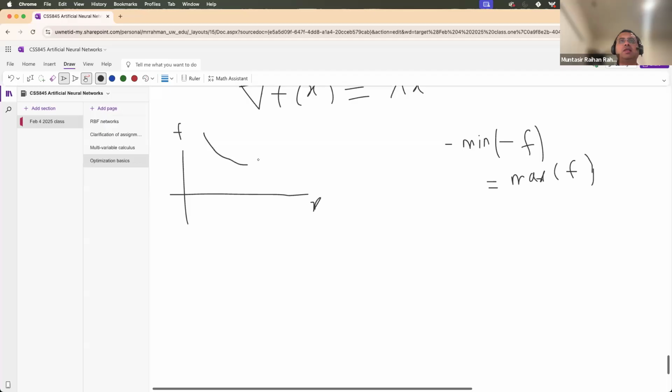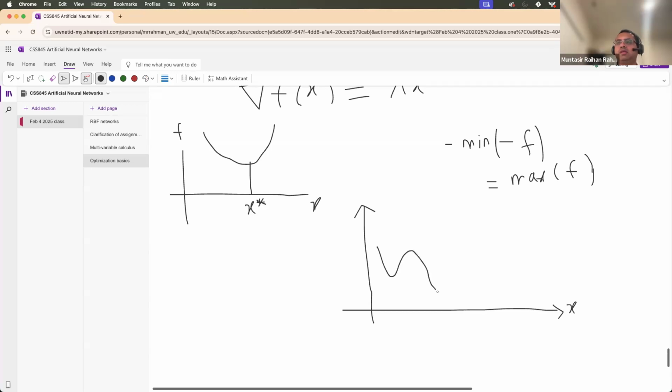If I have something like this, we know that the minimum is at this point. So this is called a minimum point. And now we can also have a function like this. In this case, what is the minimum of this function? It's going to be at this point. So this is called a global minima.